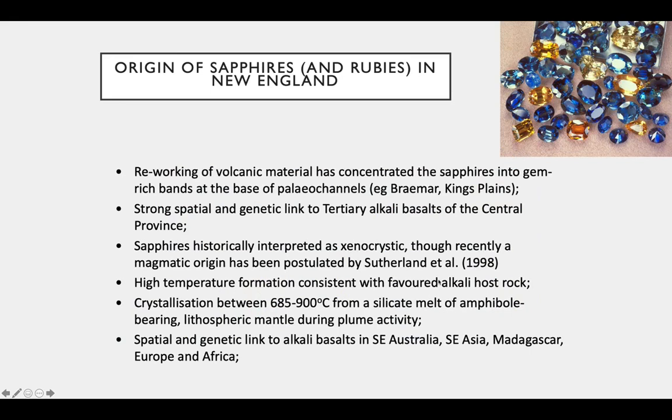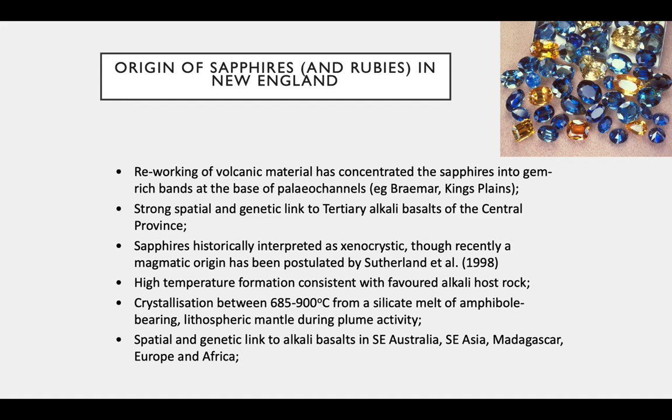Okay, sapphires and rubies, also very pretty, derived in a similar way, but their stability is more favourable than diamonds, so they can form more prevalently. We just need to get the gem quality. Luckily for us in New England, there's quite a lot of sapphires.